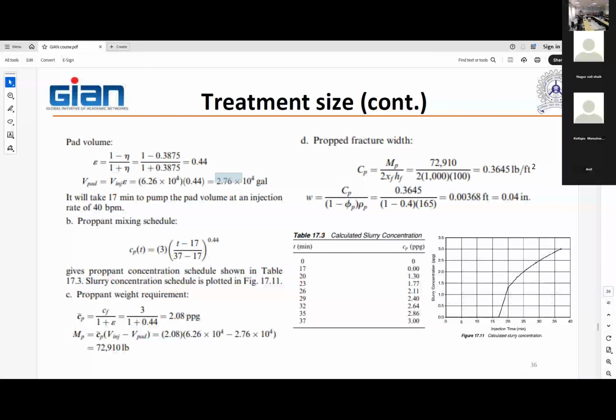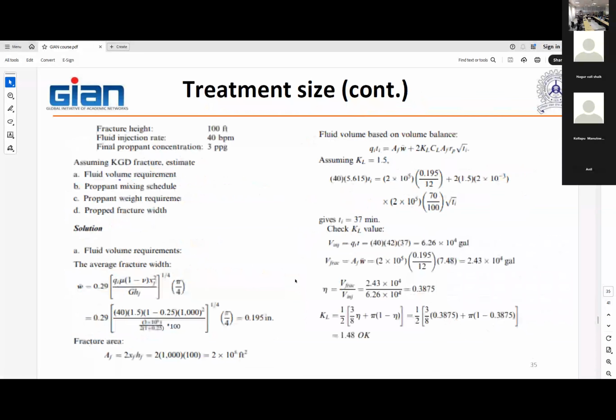So if you divide this total volume with the pump rate, which is your 40 BPM, what will you get? If you call it meter cube, and if your pump rate is in meter cube per second, then you should get second unit, right? So this is the total amount of time you need to pump. If you do this calculation, you will get 17 minutes. This means for 17 minutes, you have to pump only the fracturing fluid and no slurry. Now that you are done with this, the remaining 20 minutes, so you calculated how much?